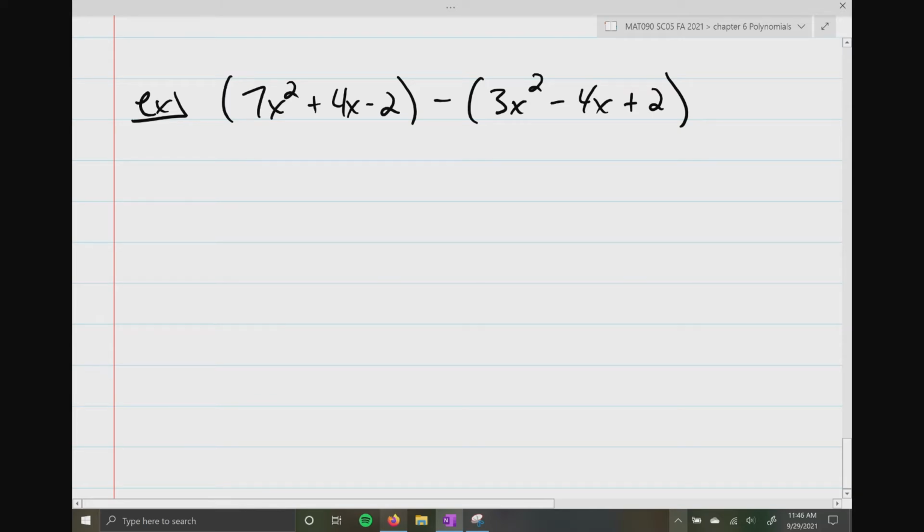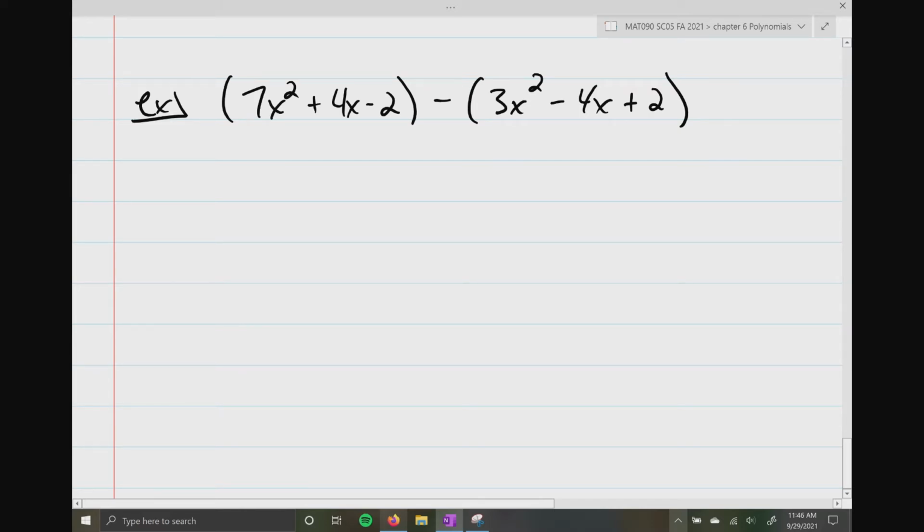So if I go ahead and read this, this is read, the quantity of 7x to the second plus 4x minus 2 minus the quantity of 3x to the second minus 4x plus 2. The first thing that I need to do here is, because I see those parentheses, I got to distribute first. And that is the key to this.